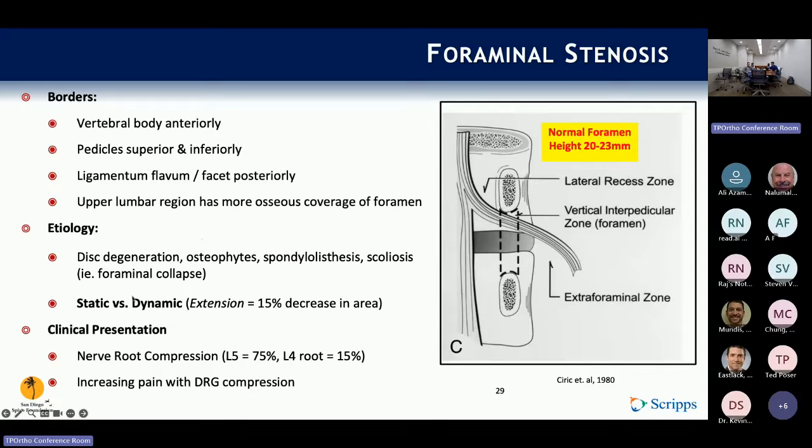In terms of its etiology, you'll have disc degeneration, osteophytes, as well as spondylolisthesis and scoliosis, which may cause the foramen to stenose or become smaller. Again, these are sometimes dynamic in nature, which we often will assess with flexion-extension films as well. These often affect the L5 nerve roots and the L4 nerve root most commonly. You can see just a schematic of the zone there with essentially normal foraminal height, usually around 20 to 23 millimeters.